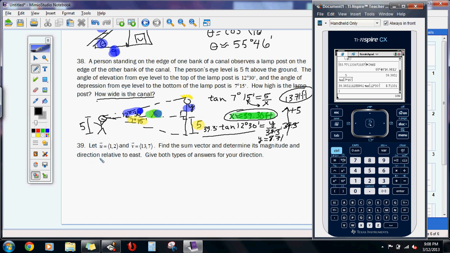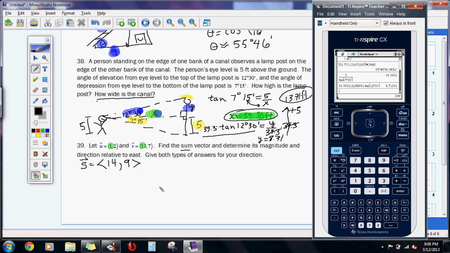Number 39, we have to first find the sum vector. The sum vector is actually adding together the components of two vectors. So the sum vector here would be equal to, in component form, we're just going to take, and most kids don't have a hard time with this, we're going to take those two values, 1 and 13, and we're going to add those together. So that becomes 14 for my horizontal component, and then 2 plus 7 would be 9 for my vertical component.